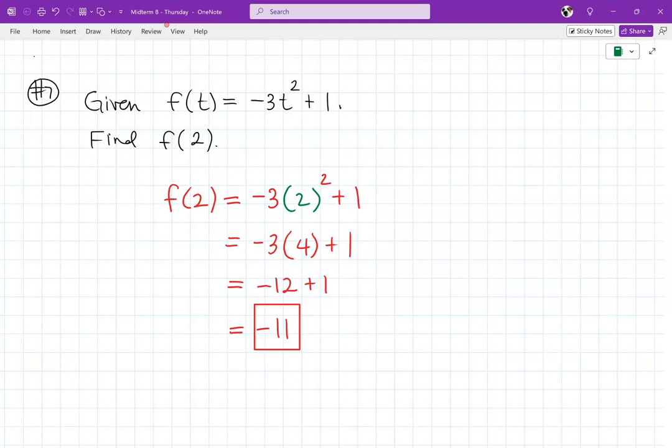So just plug in the value, simplify, and you're done. Okay? Again, not supposed to be a hard question whatsoever. All right? So just don't forget, put a note for yourself. Just plug the number in, right? See what you get.